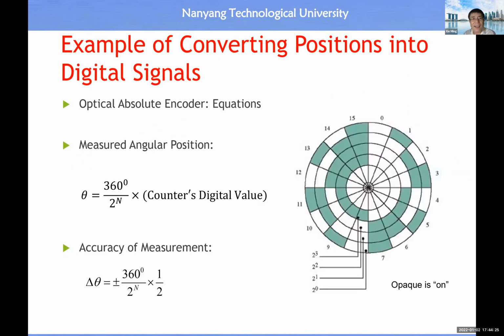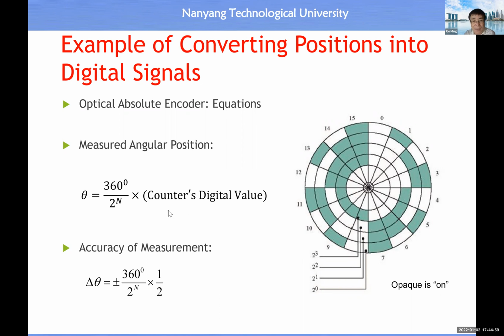Then this slide shows a little bit of the mathematics involved in calibrating the accuracy of the measurement. For example, if we use n bits to encode the output, it means we have n photocells, which will do the conversion of position into parallel bits. Each parallel bit has a combination, in total n bits.